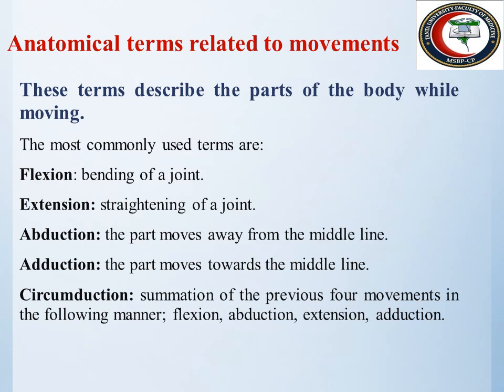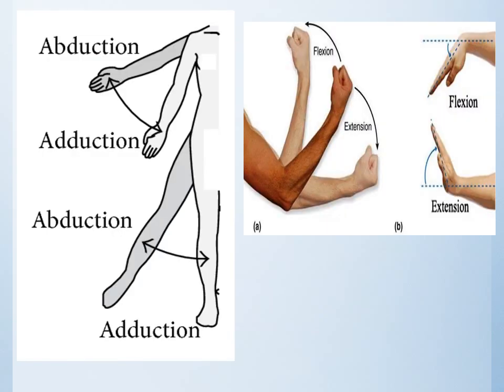Anatomical terms related to movements. These terms describe the part of the body while moving. Examples are: flexion means bending of a joint, while extension means straightening of the joint. Abduction means that the part or the limb moves away from the midline, while adduction means that the part or the limb moves towards the midline. Circumduction is the summation of the previous movements, and it includes flexion, abduction, extension, and adduction.